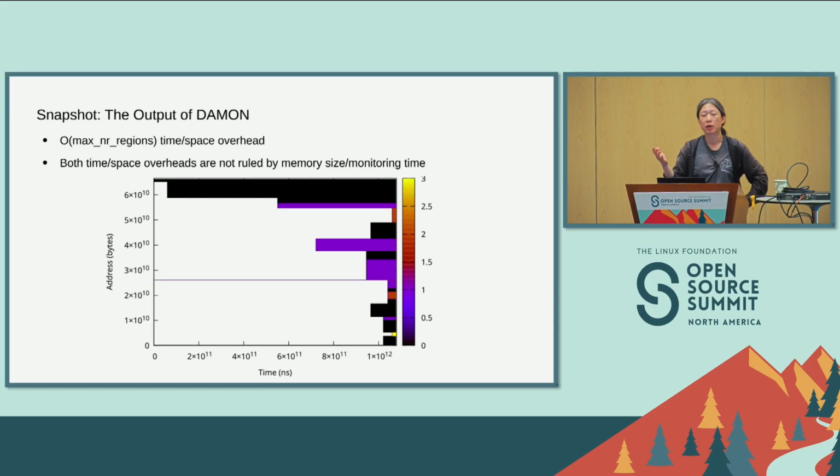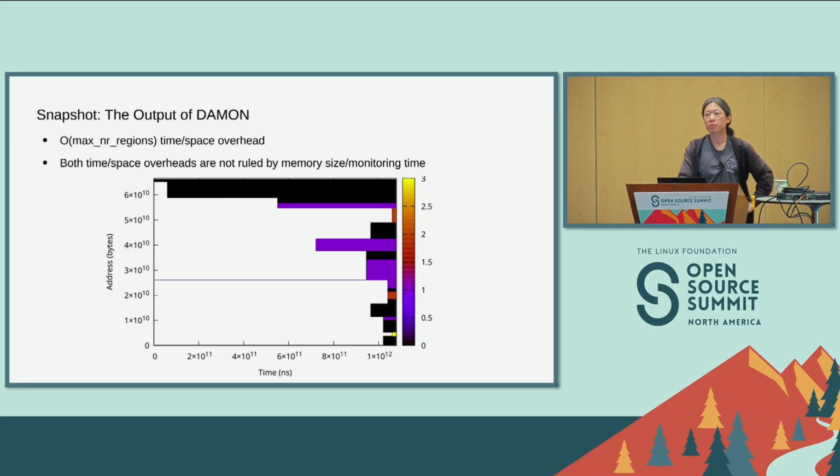As a result, we can get the snapshot as the real output of DAMON. It is of the order of maximum number of regions, time, and space overhead. Not only space, also time and space overhead. We don't need to record all the snapshots for all the recorded time, but we just need to get the latest snapshot. Then it contains all the reasonable amount of time information there.